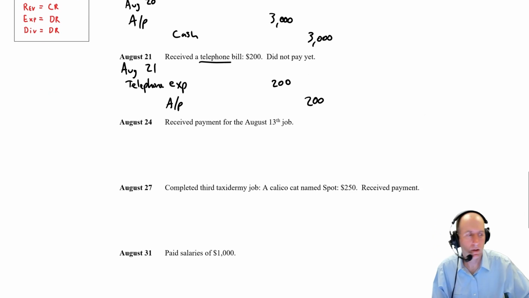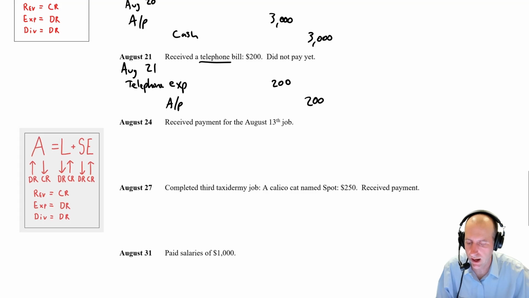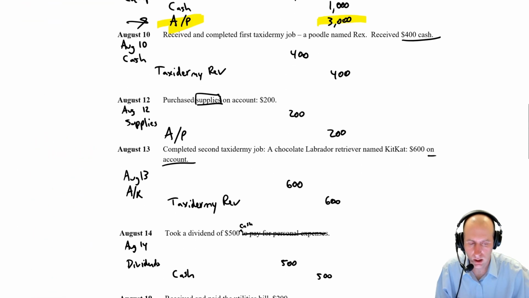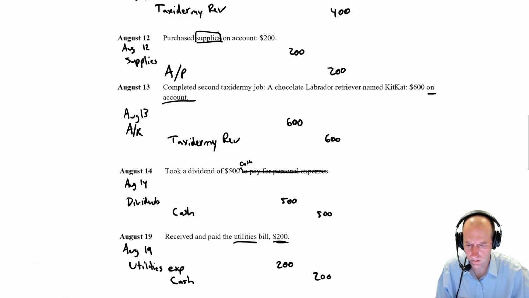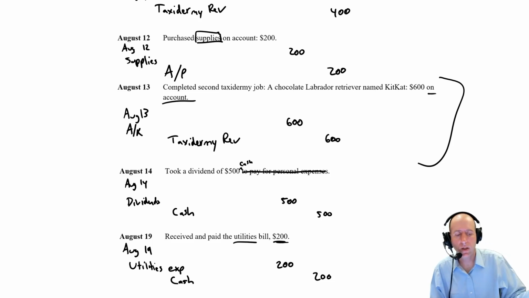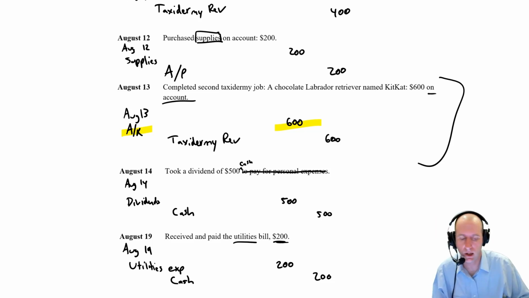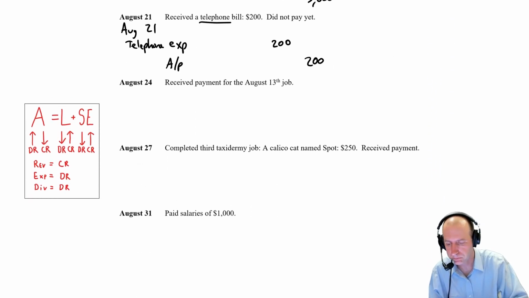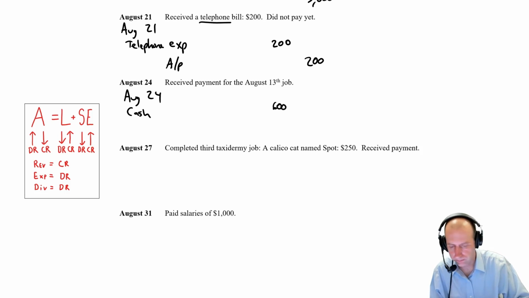Next. Received payment for the August 13th job. I think that was our chocolate Labrador Retriever. Let's see, August 16th. What date was it? August 13th. This one over here. Okay, so we did some work, $600 of accounts receivable, and now the person's coming in to pay. So of course, when they're paying us, we debit cash, $600. August 24, debit cash, $600.